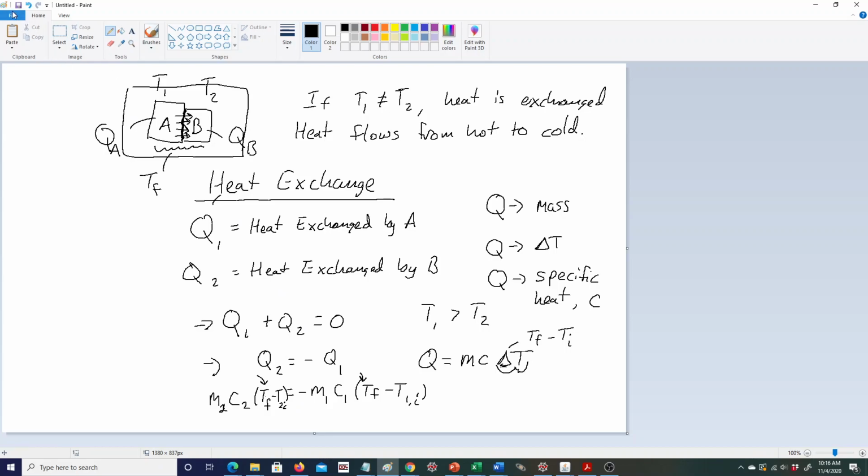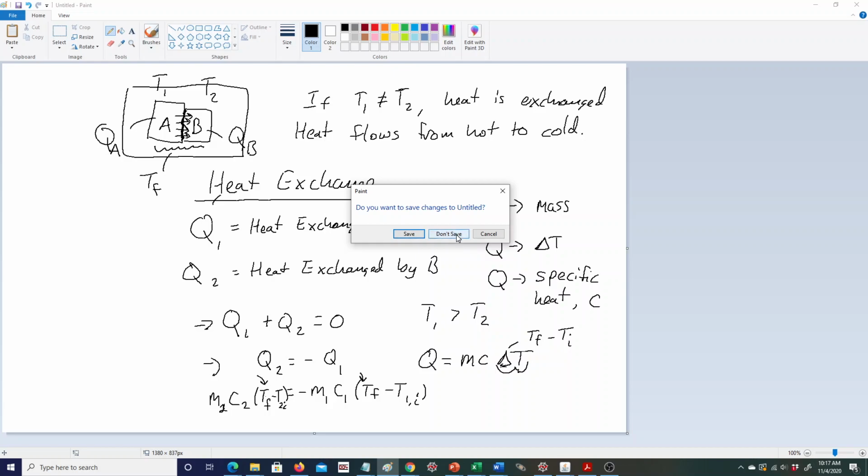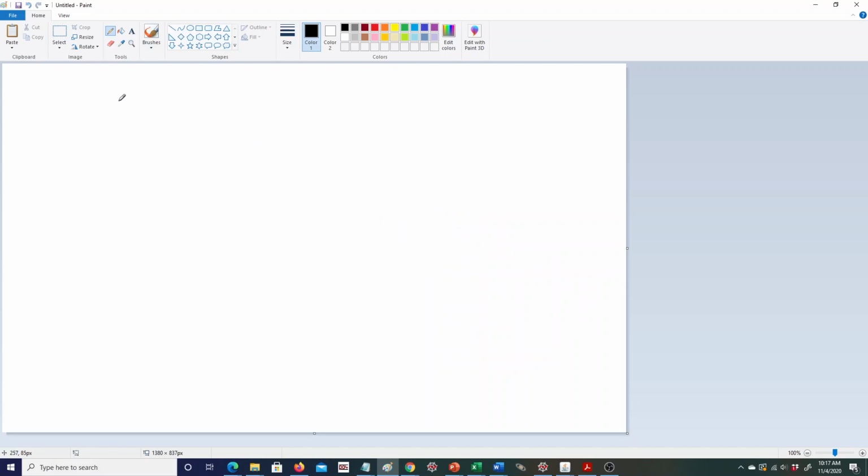So let's do an example. Let's suppose that I have a 2 kilogram block of iron. Let's do copper.